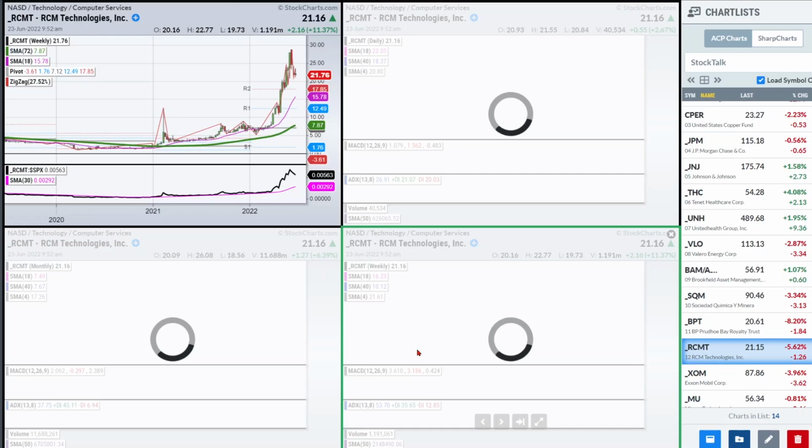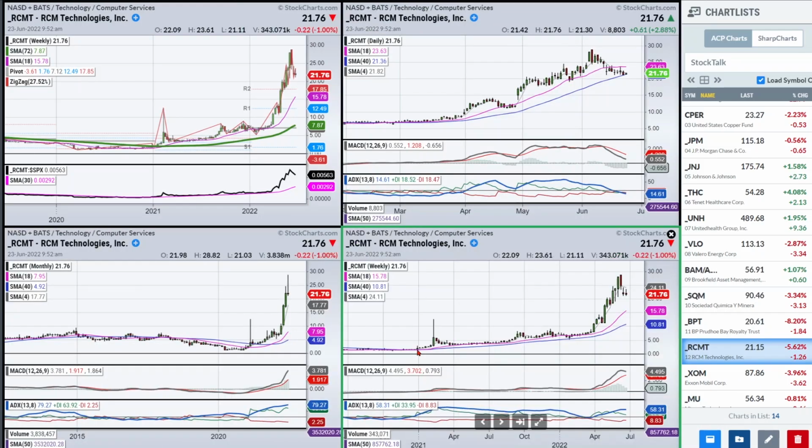RCMT. So this is a tech stock, computer services. Now, very impressive run, good momentum characteristics. We've got a daily chart that's working its way back to the 0 line, the MACD. You see that? And notice also that the ADX is dropping down below 0.